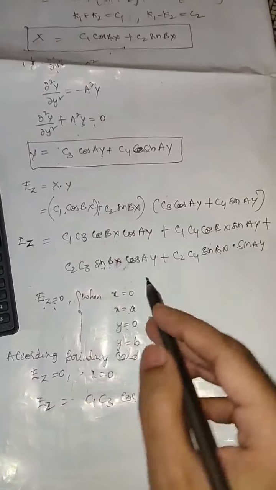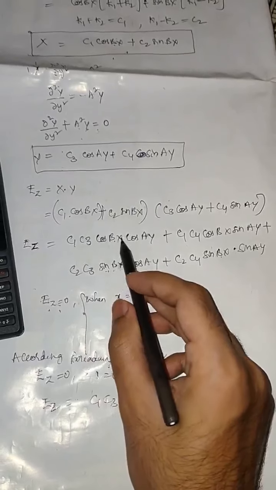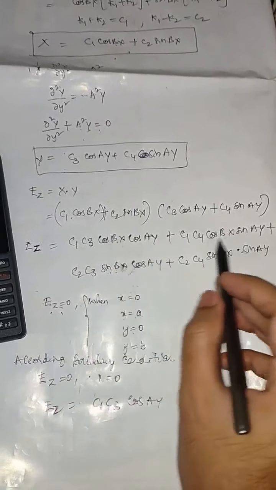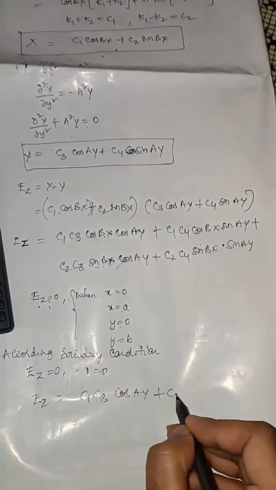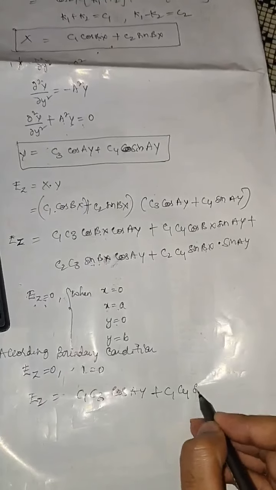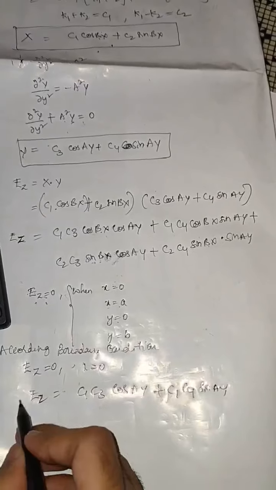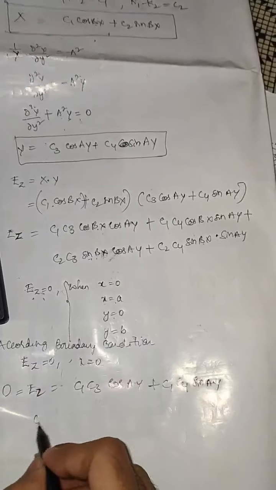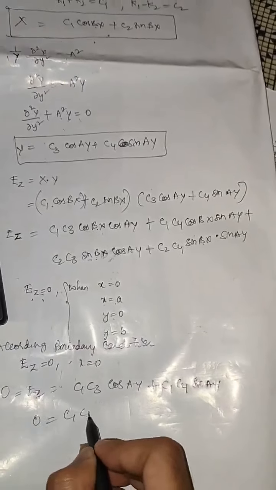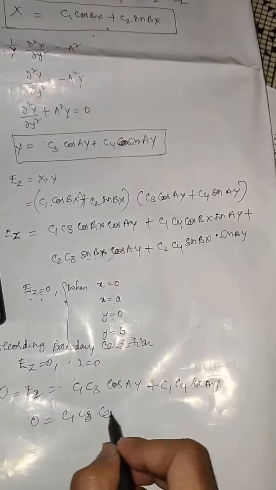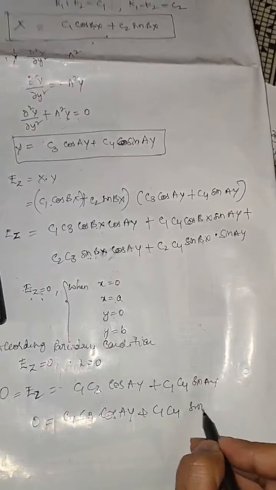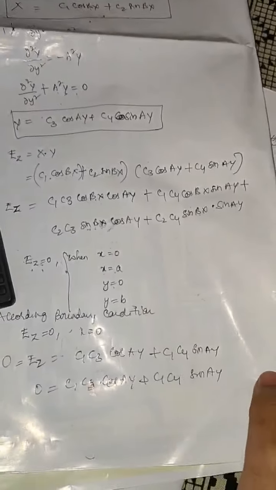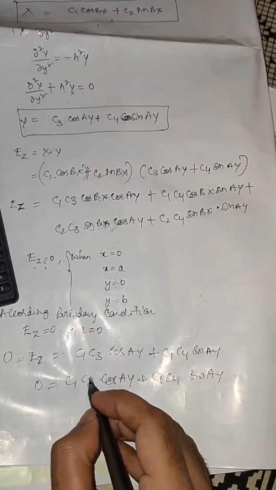So cos 0 is nothing but 1. If I substitute x equals 0, this becomes 1, and this term also becomes 1. So you get c1 c3 cos ay plus c1 c4 sin ay. Here Ez equals 0. So 0 equals c1 c3 cos ay plus c1 c4 sin ay. This is the form.